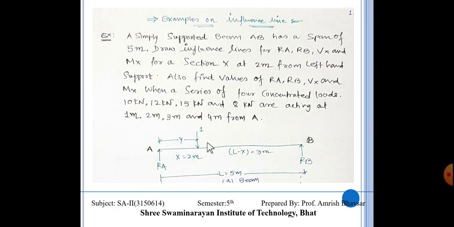Now for this case we first have to draw influence lines at every point on which our loads are acting: here 0, and from A 1 meter, 2 meter, 3 meter and 4 meter. So at every 1 meter interval we have to find the ordinates of the influence lines for RA, RB, Vx and Mx. On the basis of that we can calculate the values. So first we have to find the influence lines.